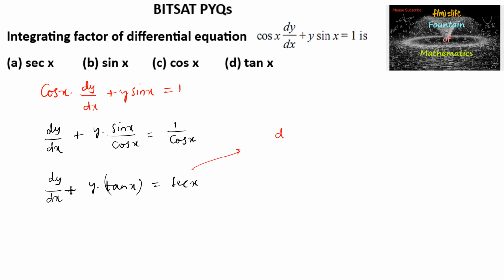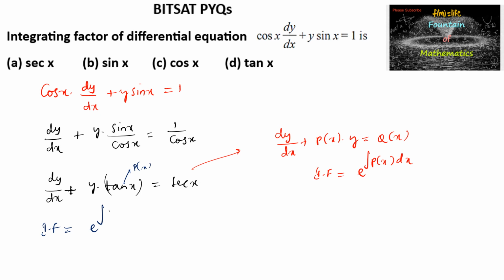It is in the form of dy by dx plus p of x into y is equal to q of x, and its integrating factor is equal to e to the power integral p of x dx. So here we can write integrating factor is equal to e to the power of integral p of x dx, p of x is tan x here, which is equal to e to the power of integration of tan x, which is log mod of secant x, and here the base is the same, so we can write directly secant x. So we can go with option A.